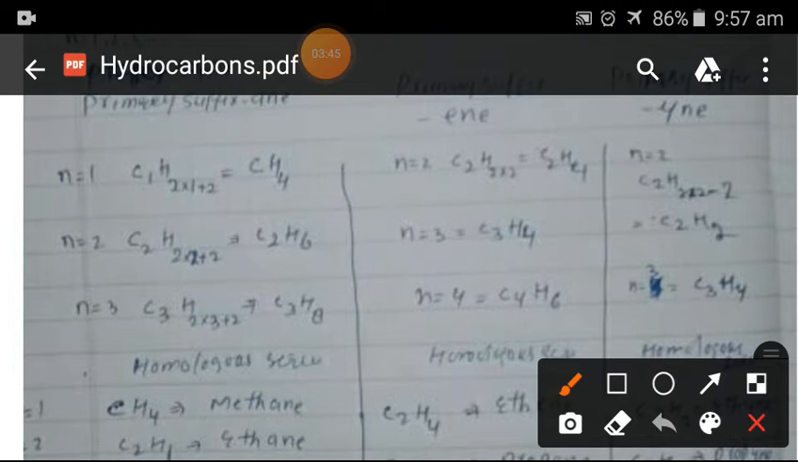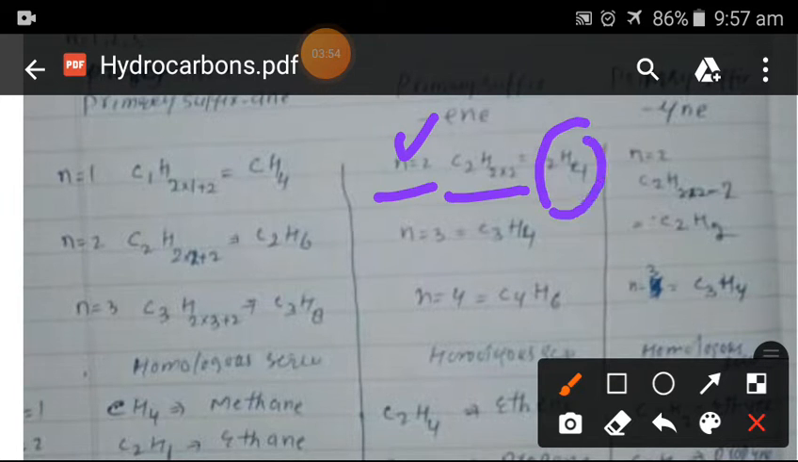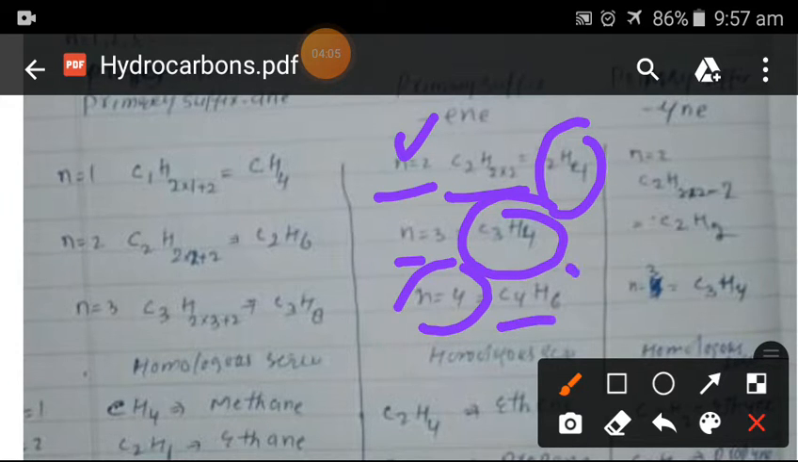Similarly, for the alkenes, when you start from n equal to 2, it becomes C2H2×2. So the first member becomes C2H4. For alkenes, n equal to 3 gives C3H6. When n is equal to 4, it gives C4H8, and so on. When you give the numbering, you will get the analogous members of the alkenes.